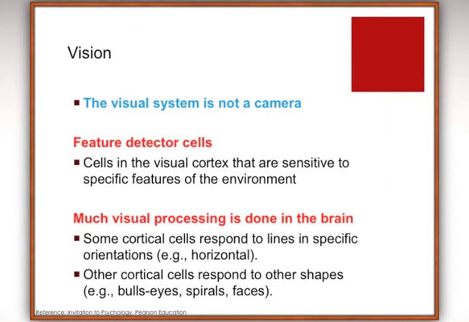We may need to understand that our visual system is not a camera. It means we do not copy every detail from the environment. There are feature detector cells in our visual system. These cells are in our visual cortex and are sensitive to specific features of the environment.